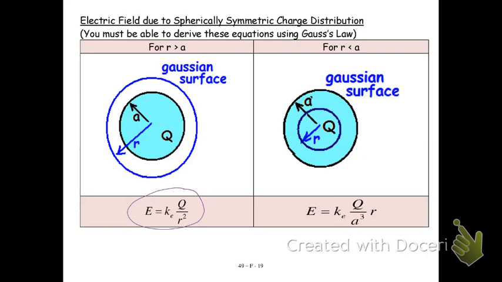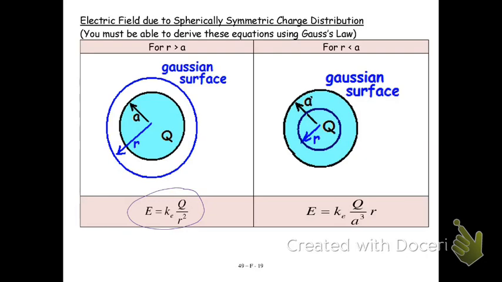Which is the variable? Is R the variable? Or is A the variable? Well, actually, neither one of them. When I think about it like that, it depends on me. But for a given ball of charge, I can put you at different values of R. So R is the variable for a given ball of charge.